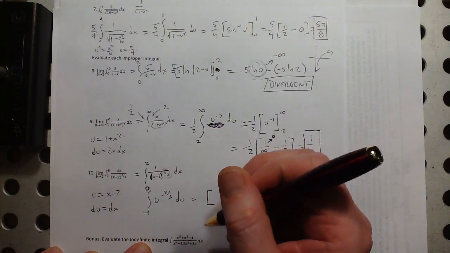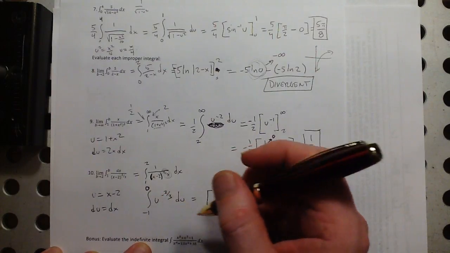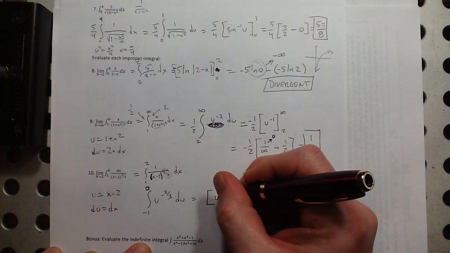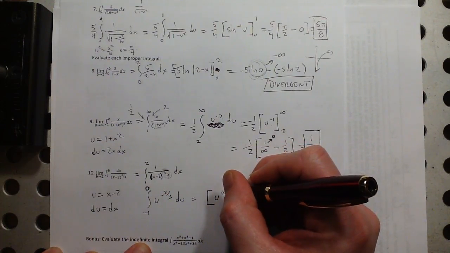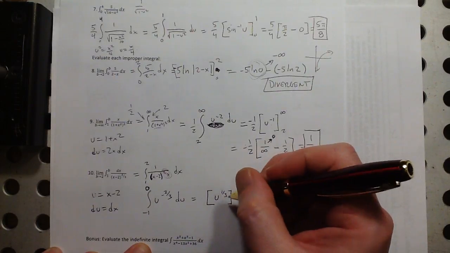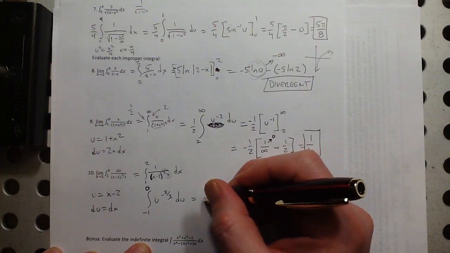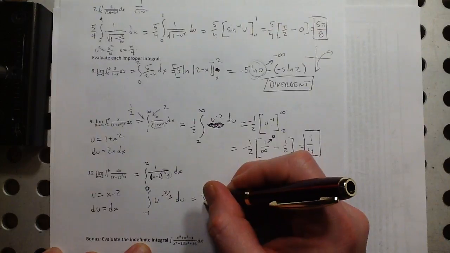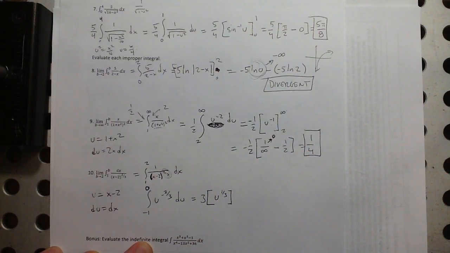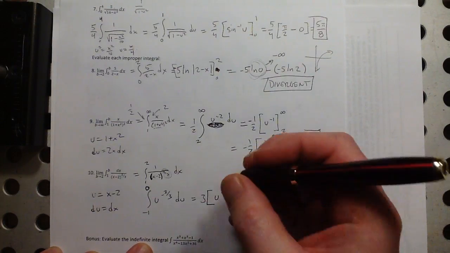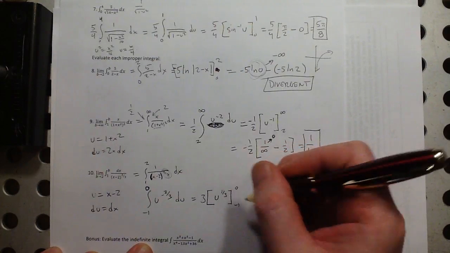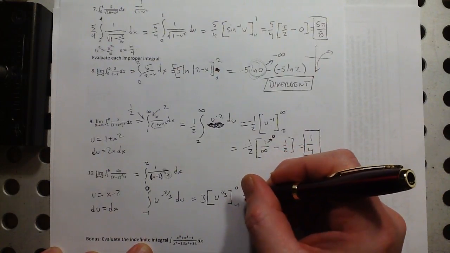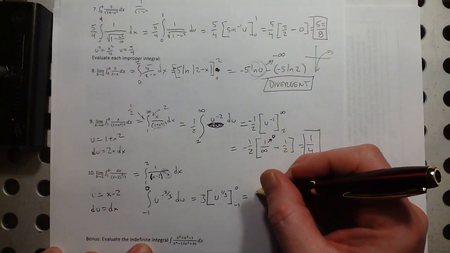What's the antiderivative of u to the negative 2/3? Well, to take antiderivatives, you bump the exponent up by 1, and then you divide by the new exponent. So dividing by 1/3 is the same as multiplying by 3. Right. From negative 1 to 0. So let's see if we get an answer here.